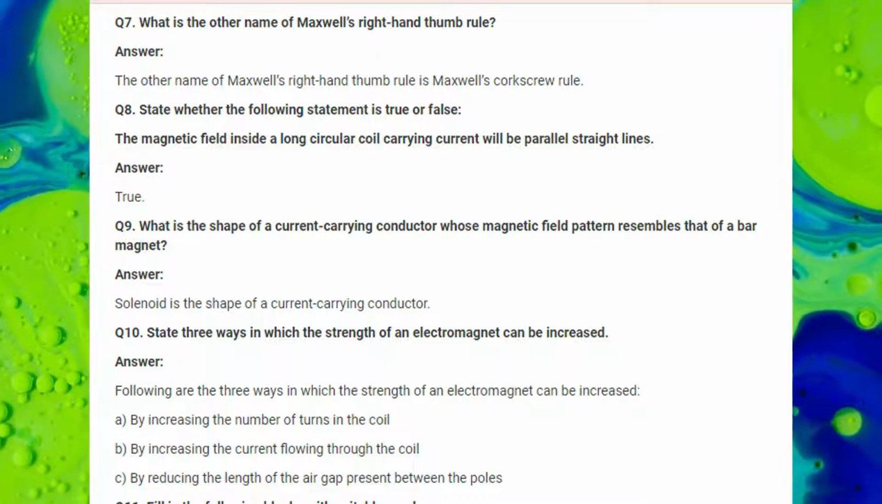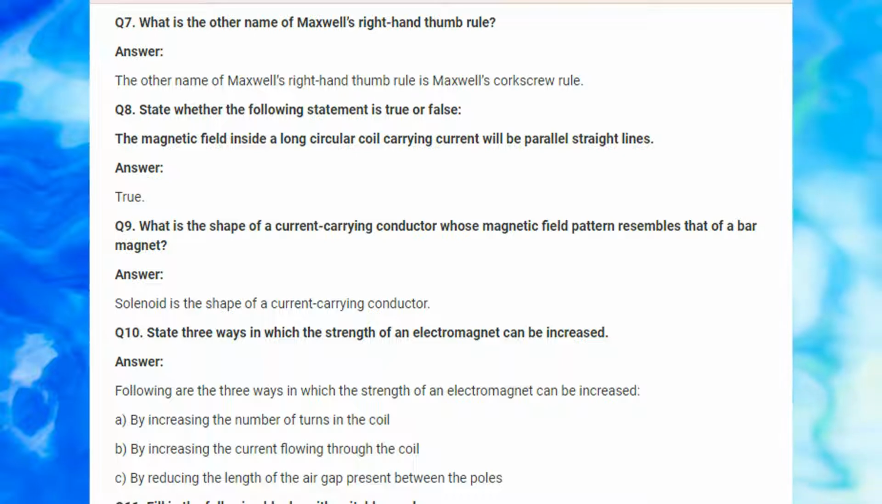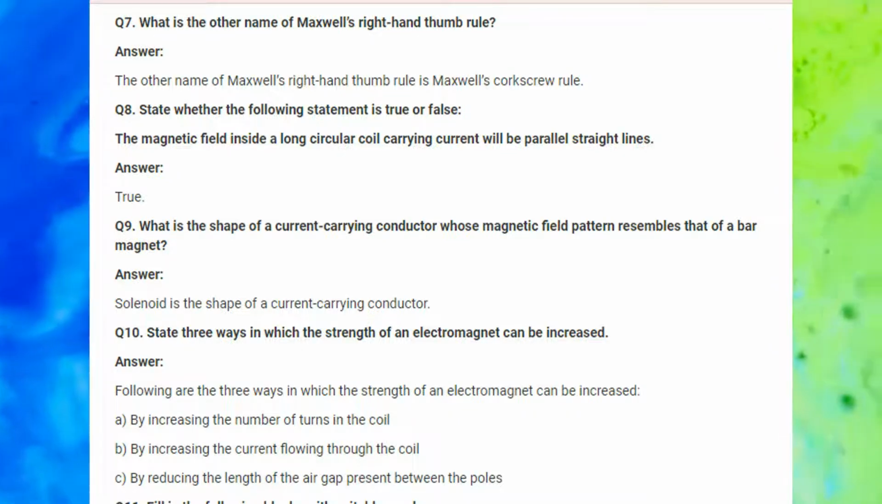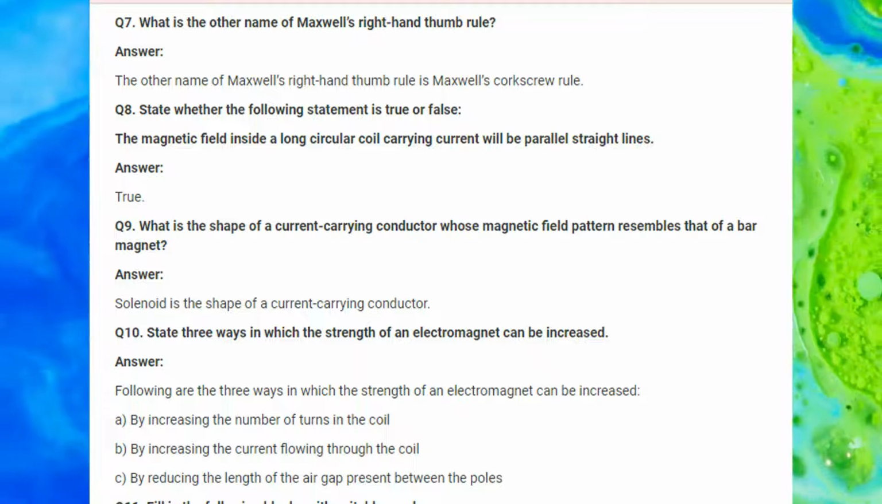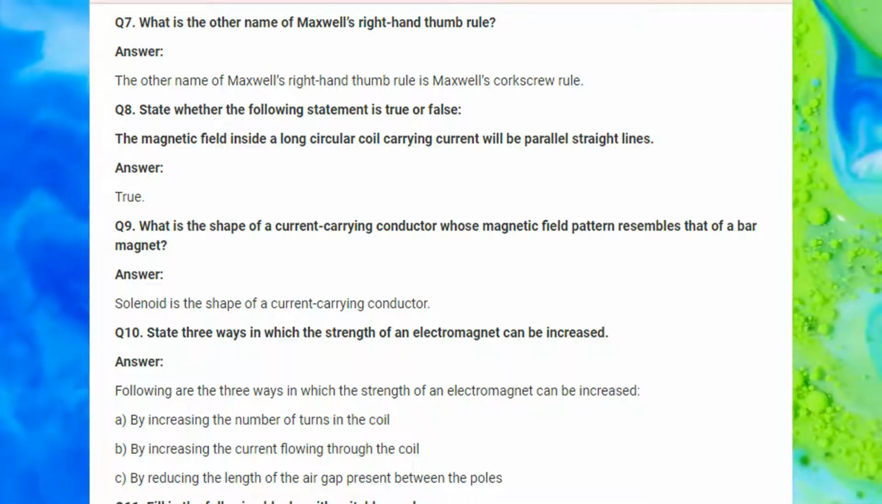Q10. State 3 ways in which the strength of an electromagnet can be increased. Answer: following are the 3 ways in which the strength of an electromagnet can be increased.